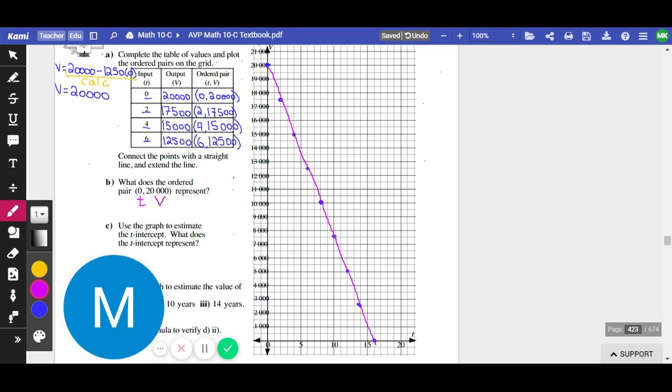I could say at time 0, the value of the car is 20,000. Time equaling 0 means that's the day she bought the car. So when she bought the car, it was worth $20,000. That's what this point means. When she bought the car, for $20,000.